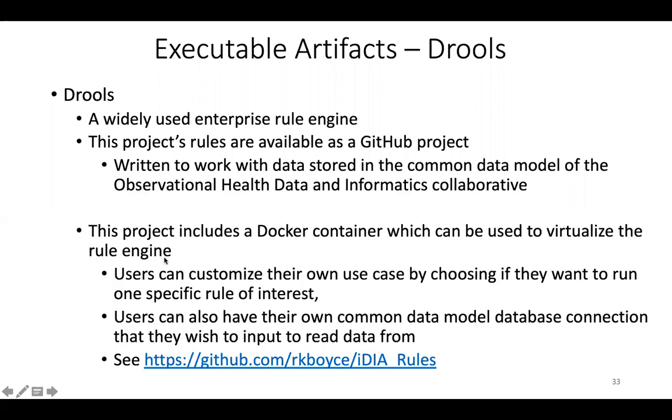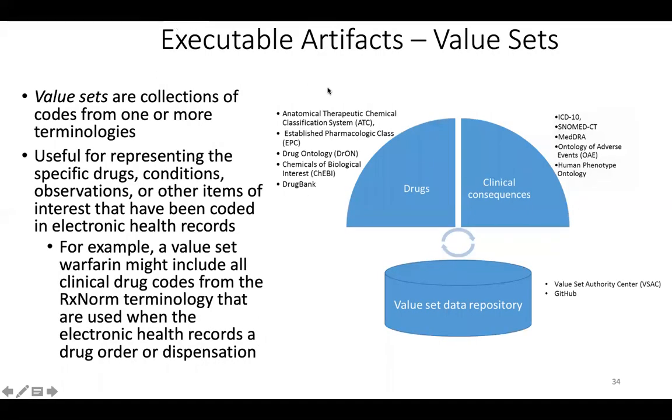I want to briefly talk about the value sets again. So value sets are a collection of codes from one or more standardized terminologies. And these are useful for representing medications, conditions, or other items of interest in electronic health records. In this particular project, for example, a value set for warfarin or oral NSAIDs might include all of the clinical drug codes from RxNorm that are part of the medication drug order in the electronic health record.